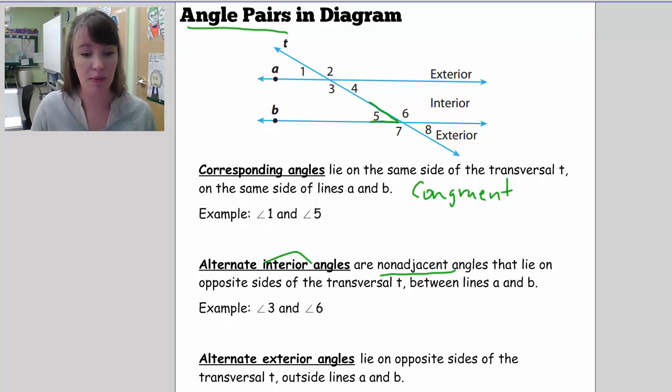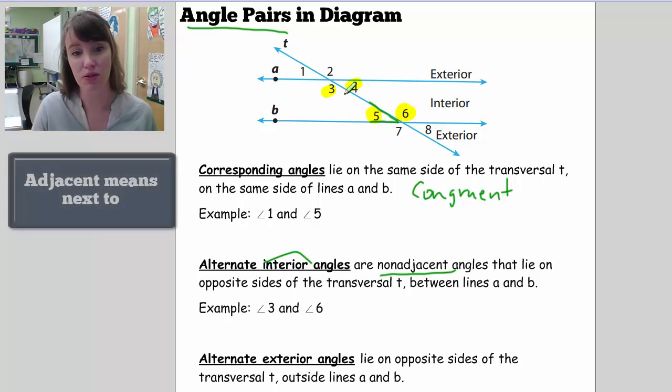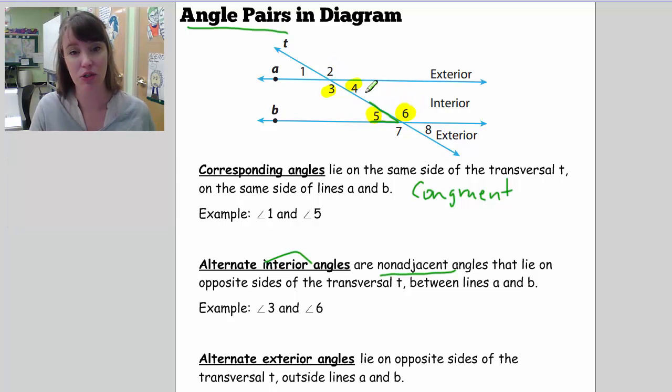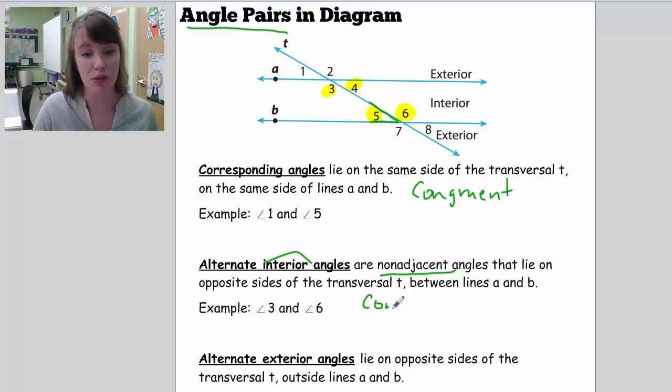Notice I'm going to highlight just quickly the interior angles here. So all 4 of these angles are interior. The one that's adjacent to 3 is the one that's 4. But we want non-adjacent angles that lie on the opposite side of the transversal. So 3 and 6 are alternate interior because they are on different sides. 6 is on the right side of the transversal and 3 is on the left-hand side. And these angles right here are also going to be congruent.